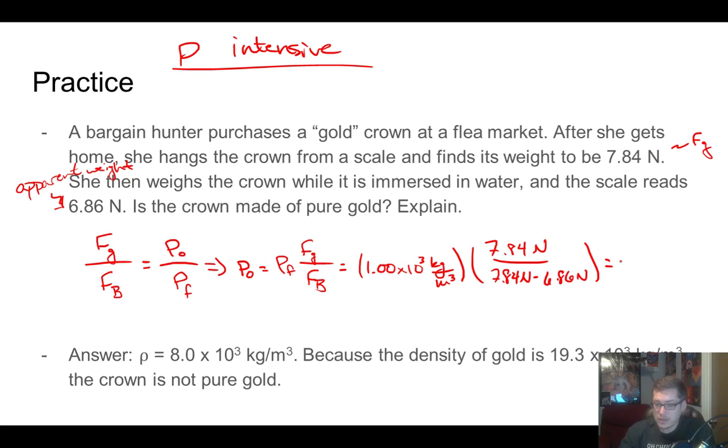We get 8,000, or 8.00 times 10 to the third kilograms per meter cubed. So this is the density of that crown that the bargain hunter purchased, and obviously this is a lot lower than the expected value of gold, which is 19.3, so therefore it is not made of pure gold.